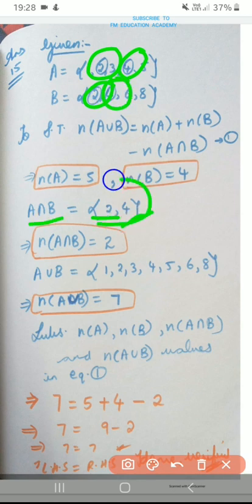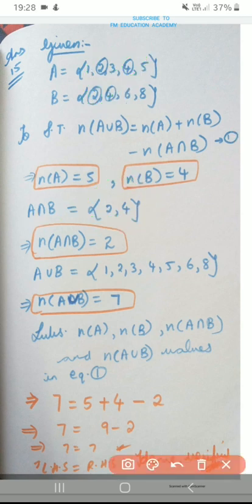So A intersection B is {2, 4}. And what is n of A intersection B? Number of elements common to A and B. So 1 and 2, so 2.